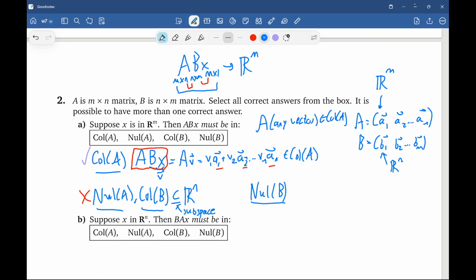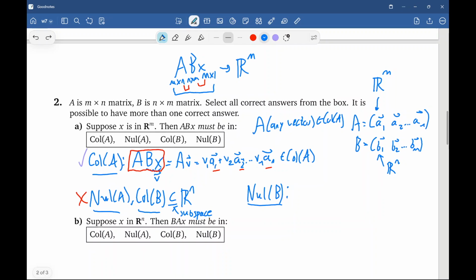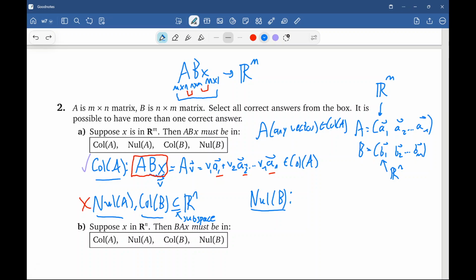Underline the ones that we're doing. Okay, null space of B. In order for a vector, and we're just going to say in order for V to be in the null space of B, we need B times V to equal 0.